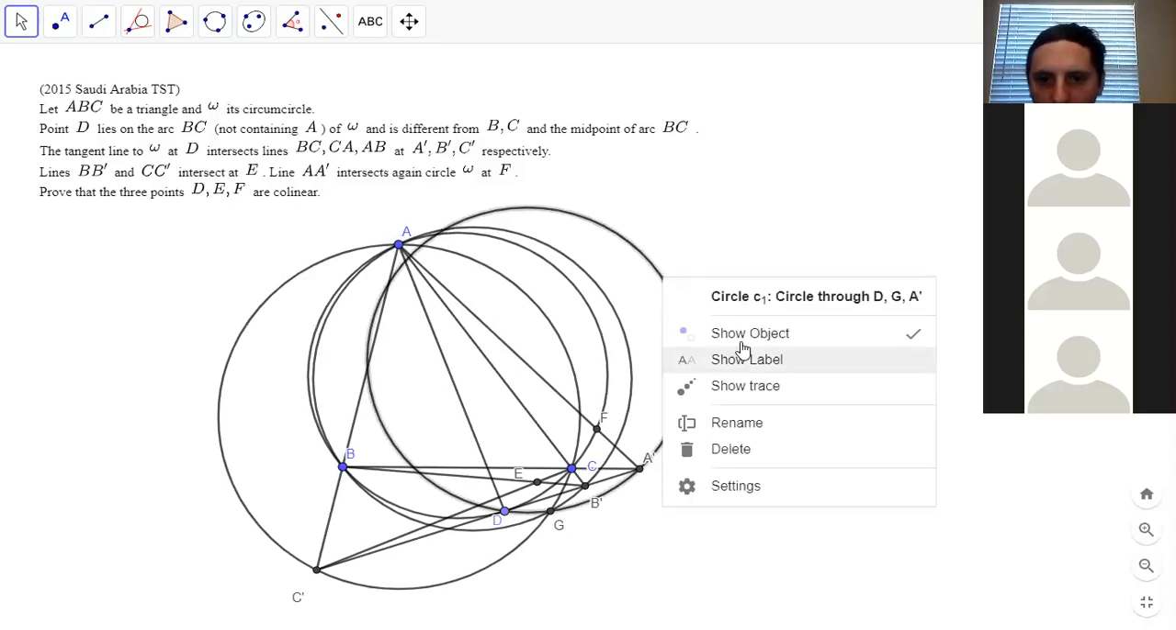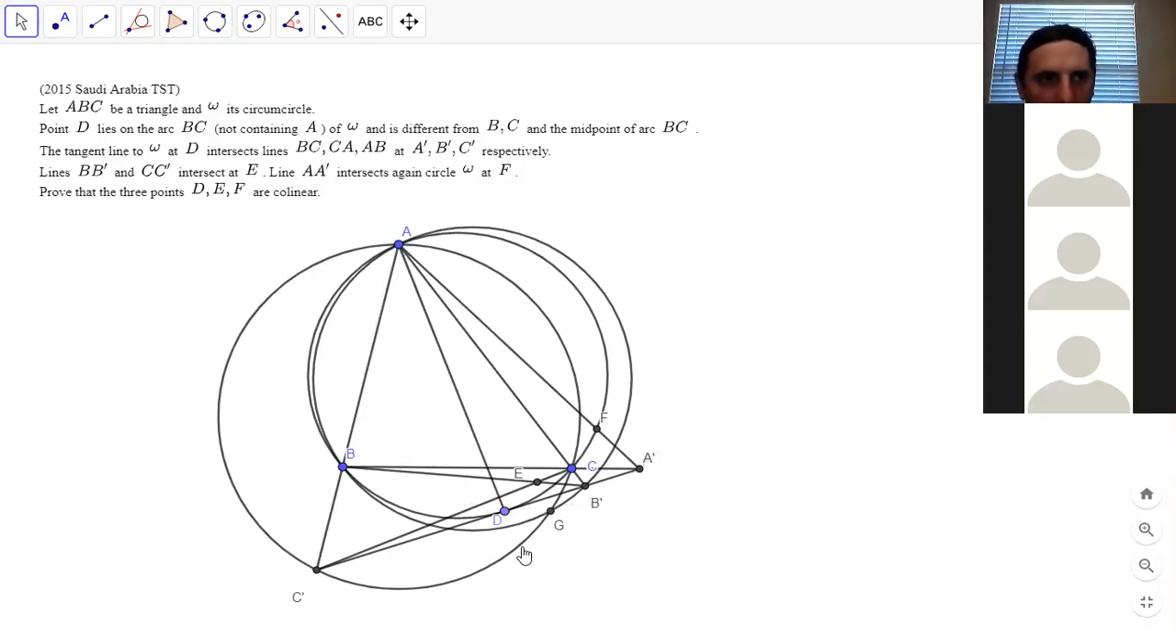Did I draw point G right? So it's ACC prime and ABB prime. Yeah. Sorry, can you find the image of E with respect to the inversion? Can you find the image of E through the inversion?